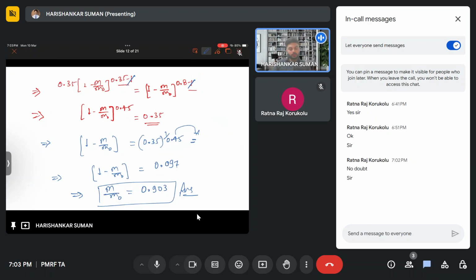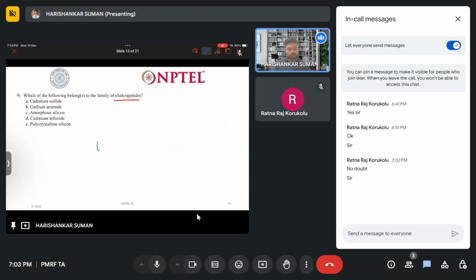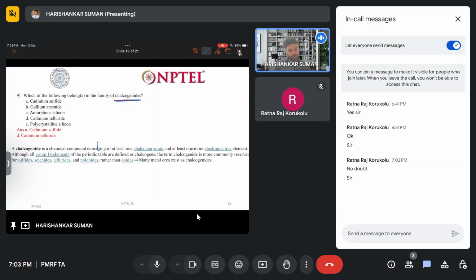Okay, thanks for your response. Next question, let's discuss. Which of the following belong to the family of chalcogenides? So these are the answer: cadmium sulfide and cadmium telluride. And let's see what this is.